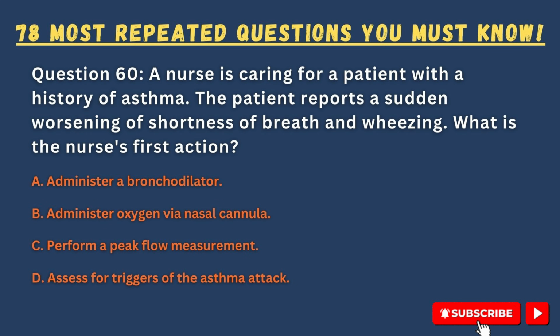A nurse is caring for a patient with a history of asthma. The patient reports a sudden worsening of shortness of breath and wheezing. What is the nurse's first action? A. Administer a bronchodilator. B. Administer oxygen via nasal cannula. C. Perform a peak flow measurement. D. Assess for triggers of the asthma attack.